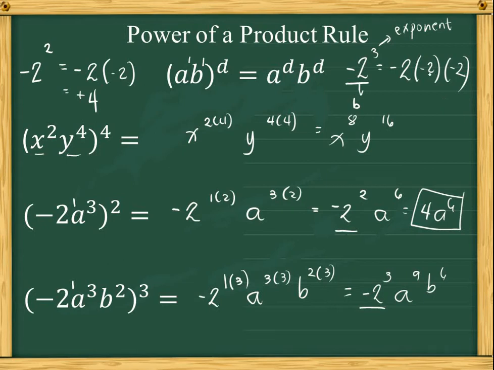2 times 2 is 4 times 2 is 8. Next, negative times negative is positive, positive times negative is negative. So, it is negative 8, a raised to the 9th power, b raised to the 6th power is the correct answer.